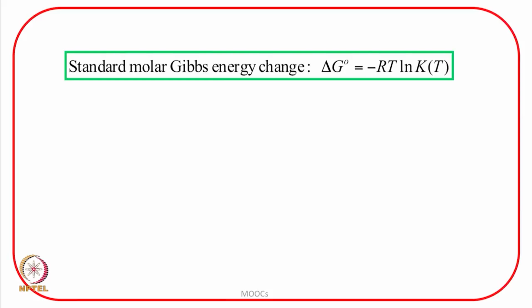Standard molar Gibbs energy can easily be calculated from the value of K. So, at any temperature I can now get the value of standard reaction Gibbs energy change.